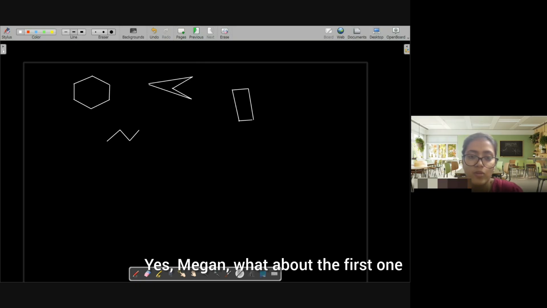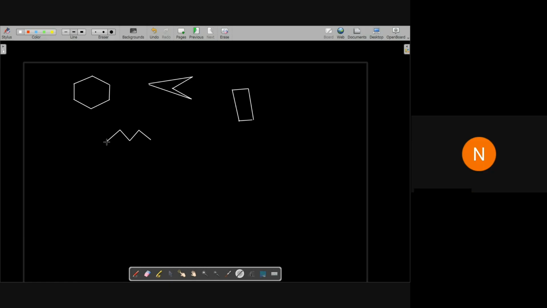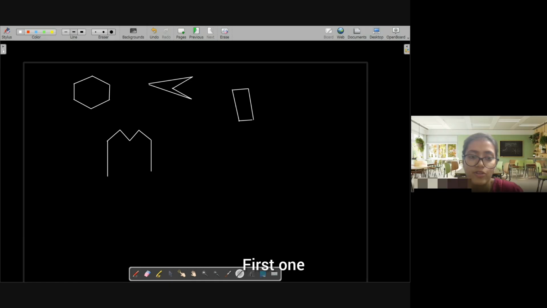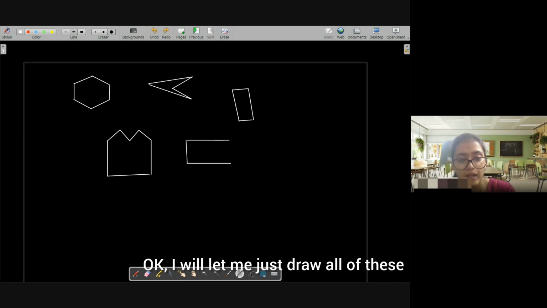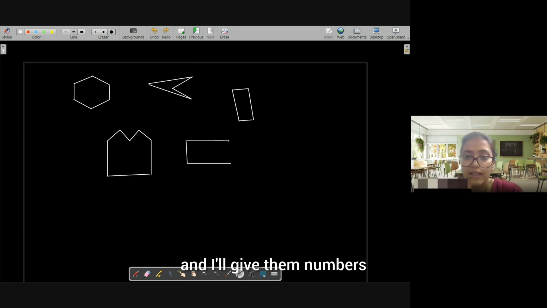Yes, Megan, what about the first one? What do you think? First one, extreme left. Wait, let me. So 5. Is the first one concave? Okay, let me just draw all of these and I'll give them numbers and you will tell me number wise.